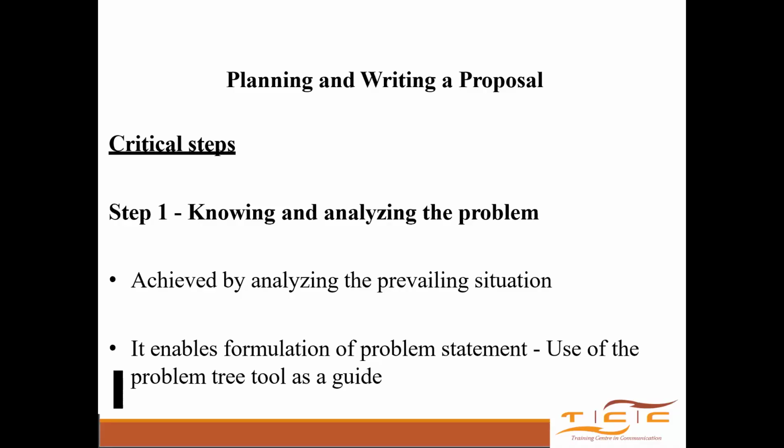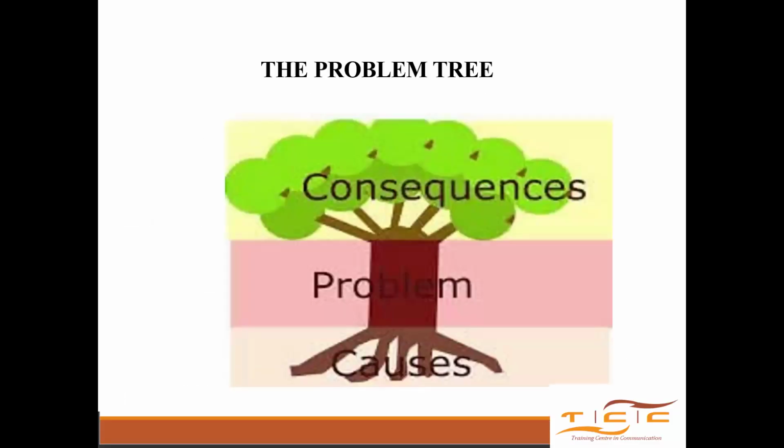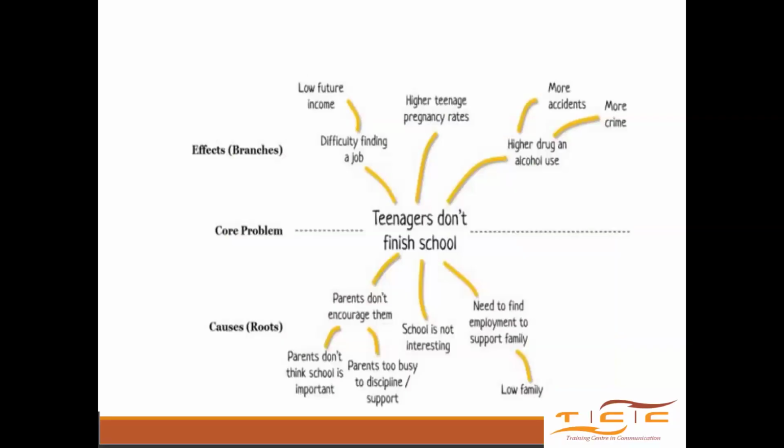Now, this enables you to formulate a statement of the problem. And most of the time, for the statement of the problem, we use a problem tree. When you are writing a good statement of the problem, we want you to use what we call the problem tree, where the roots are the root causes. You have a problem in the middle. What is causing this problem? Those are the roots. And then what are the consequences? Those are the leaves and the branches, the upper part of the tree. A problem tree helps you really map out the problem very easily.